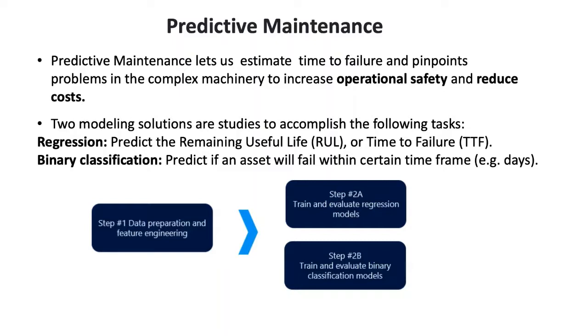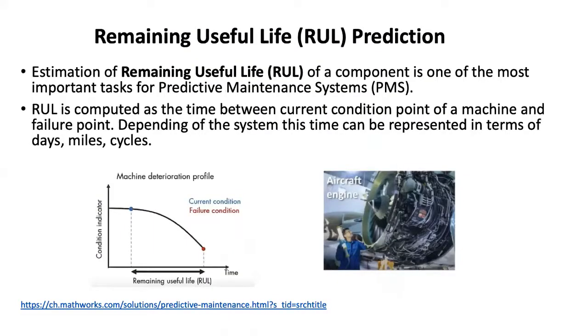These data-driven models have two main steps. The first one is data preparation and feature engineering, and the second one is training and evaluating regression models or classification models. Remaining useful life prediction is the estimation of a component's life, and it is one of the most important tasks for predictive maintenance systems. Remaining useful life is computed as the time between the current condition point of a machine and the failure point. Depending on the system, this time can be represented in terms of days, months, or cycles.